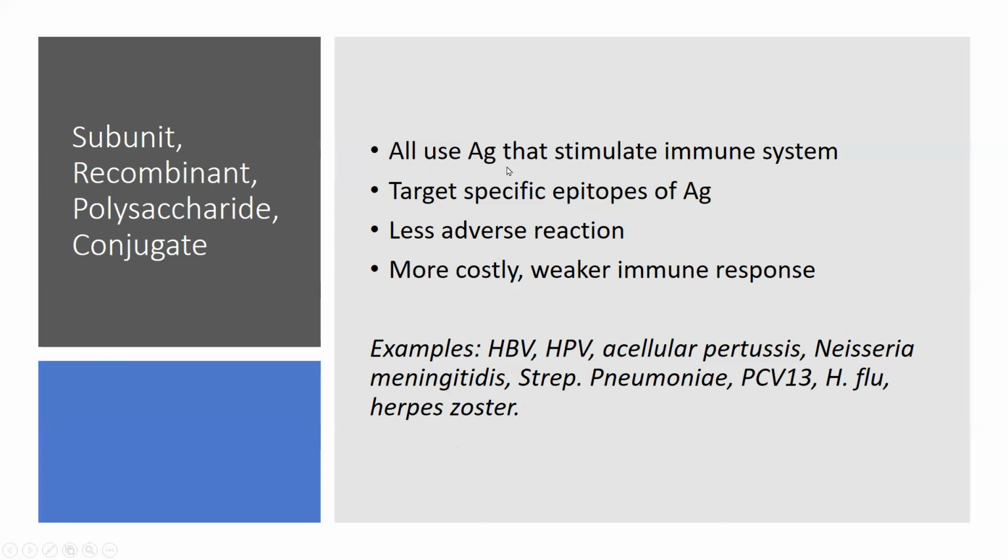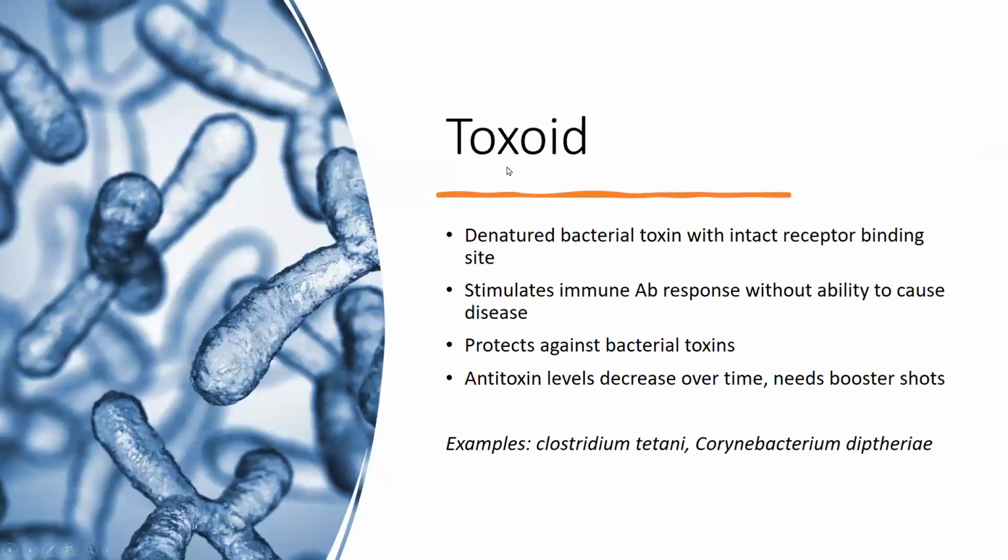These processes are all using antigen. Your toxoid is taking a bacterial toxin that has intact receptor binding sites. This will stimulate an antibody response, but you can't have disease. It protects against specifically the bacterial toxins. The antitoxin level will decrease over time. That's why you need boosters for your tetanus vaccine or diphtheria vaccines. So your Td or Tdap are your most common toxoid.